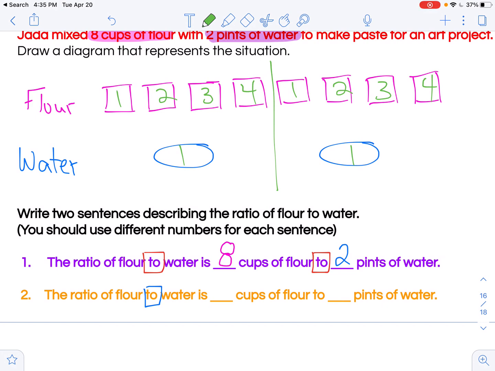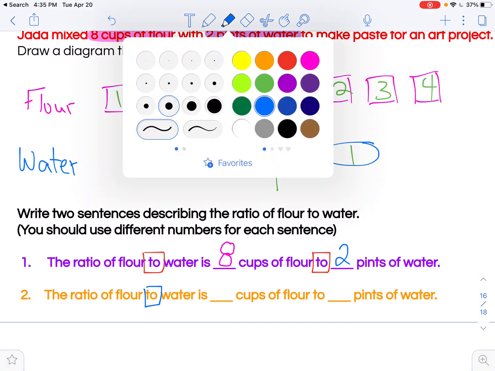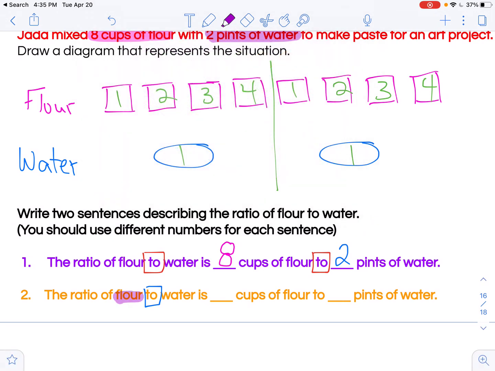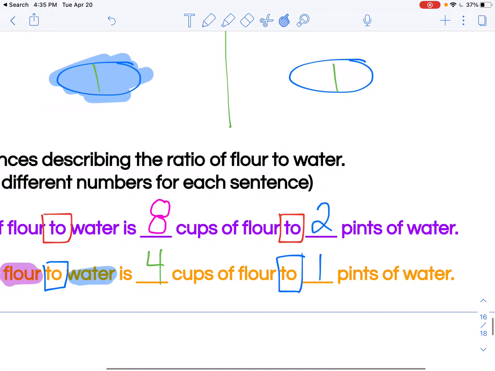When I look at sentence number 2, it says the ratio of flour, let's grab that color again, purple, the ratio of flour came first. So if I look at the flour that's on top, there's 1, 2, 3, 4. So I'm going to write 4, the ratio of flour. So then 4 comes first. Flour to water. So now I'm going to look at the water. Here it is second. So in that same group, there's only 1 water. So I'm going to write 1. The ratio of flour to water is 4 cups of flour to 1 pint of water. And you might notice here that I don't really need this S, so I'm just going to cross it out because it's only 1.